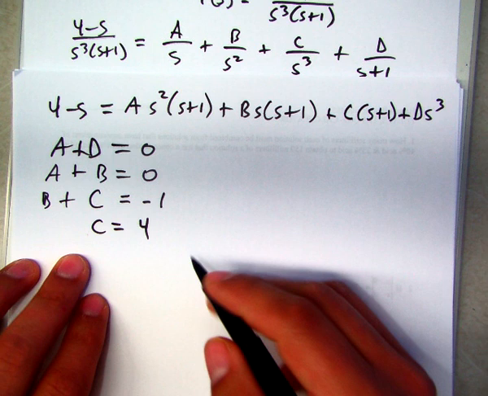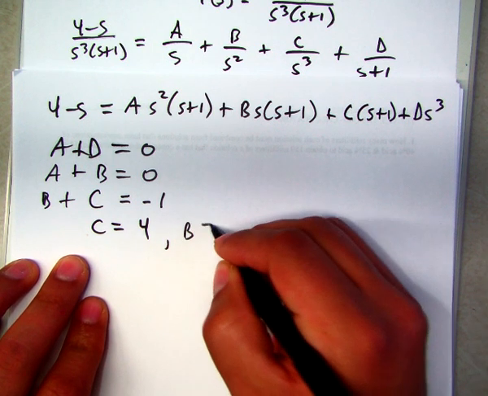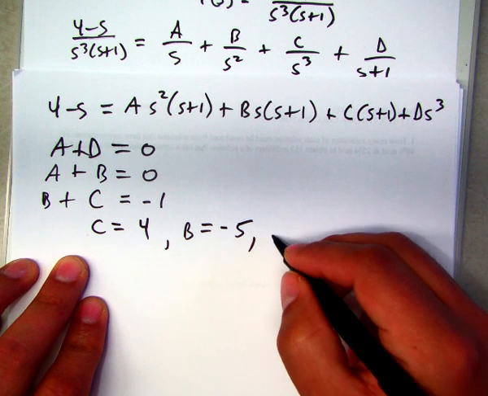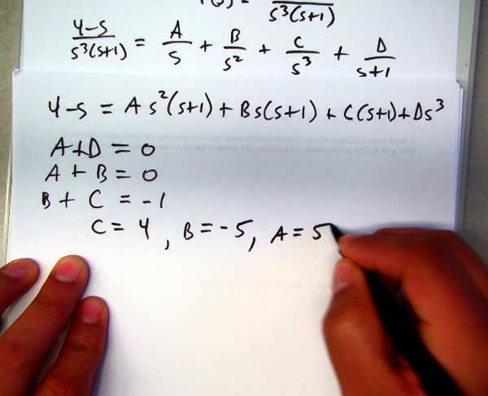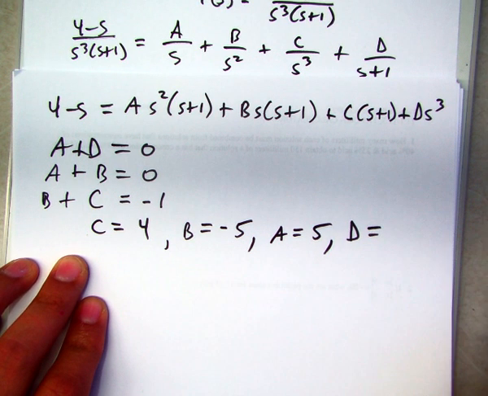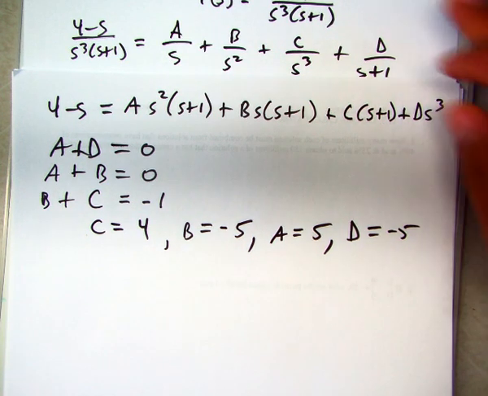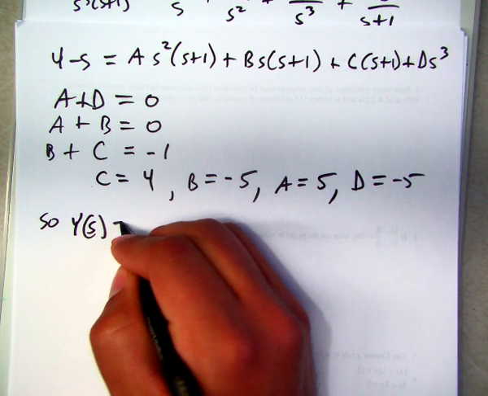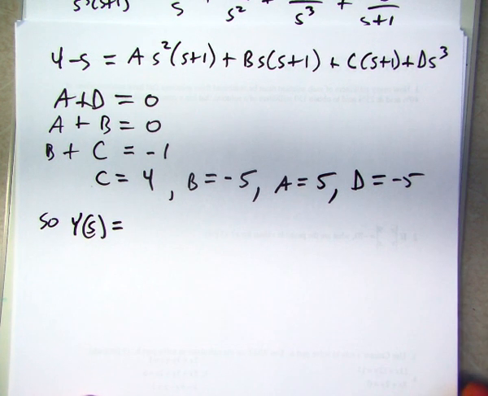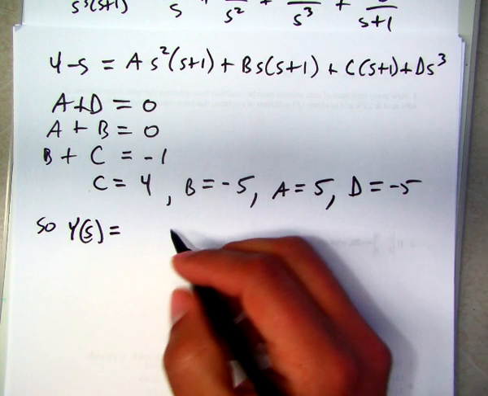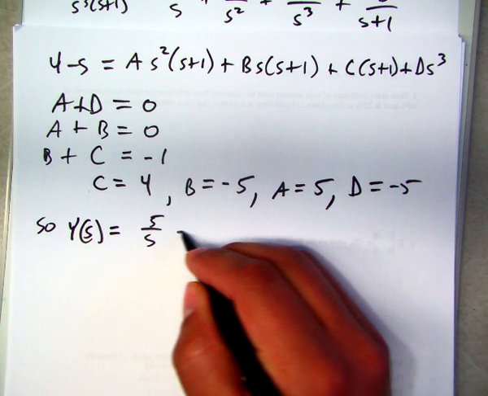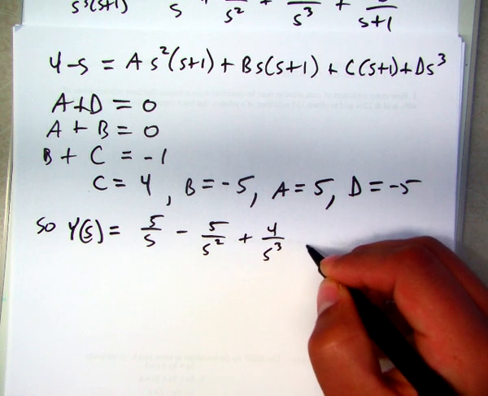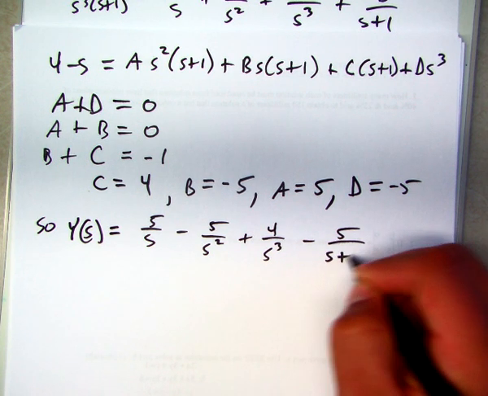If C is 4, then B has to be minus 5. If B is minus 5, then A has to be 5. And if A is 5, this is a nice one, D has to be minus 5. So we get that Y of s, if I plug all these back in, has to be 5 over s minus 5 over s squared plus 4 over s cubed minus 5 over s plus 1.